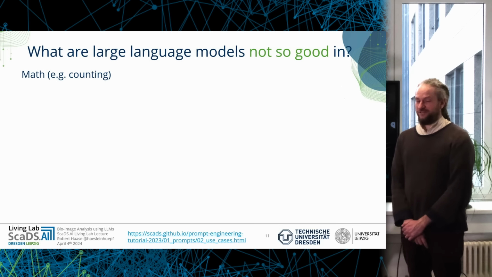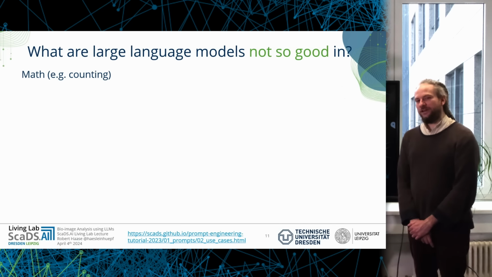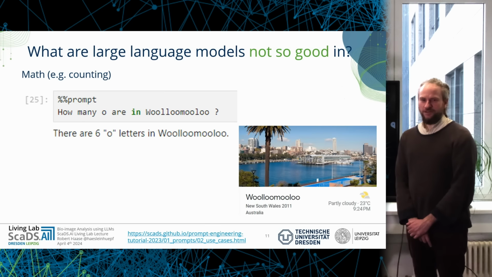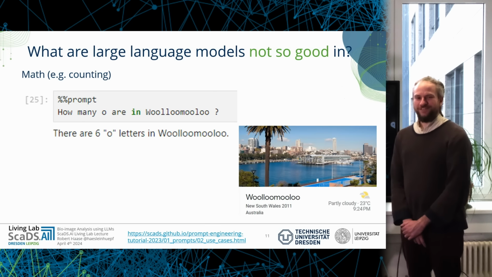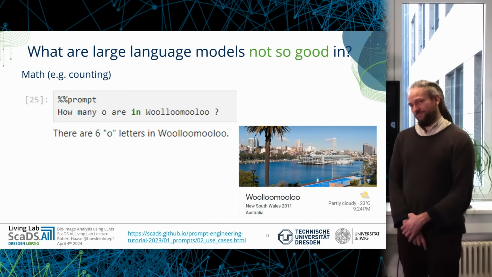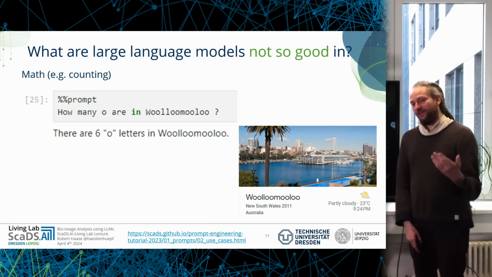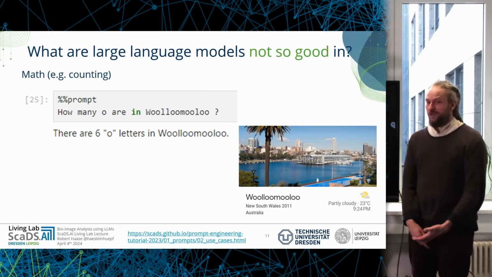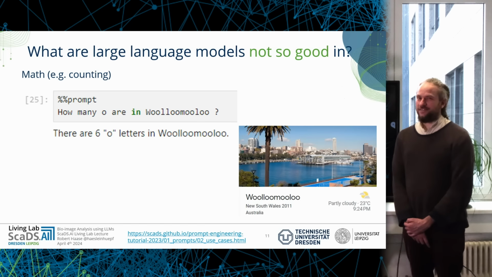One more example of what it cannot do, and this is also softly related to counting nuclei in an image, for example. So you see here math. The prompt is, how many O's are there in Wolumolu? And Wolumolu, by the way, is a city in Australia. It says that there are 6 O's in this word, and I would claim it's 8. And if you ask this language model a couple of times, it will also answer 5 or 7 from time to time, maybe sometimes 8. So it's not exactly good at counting things in given data.